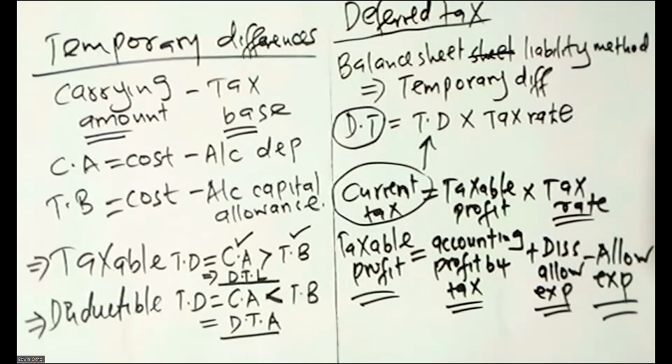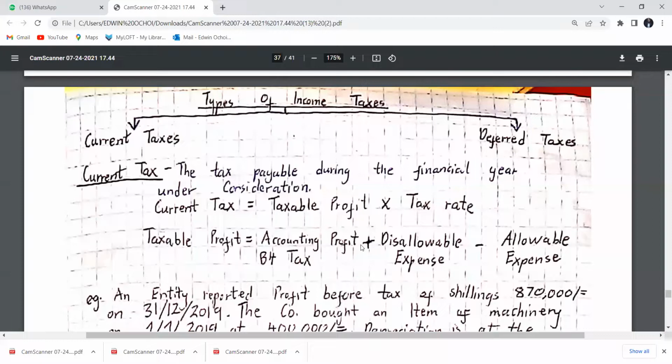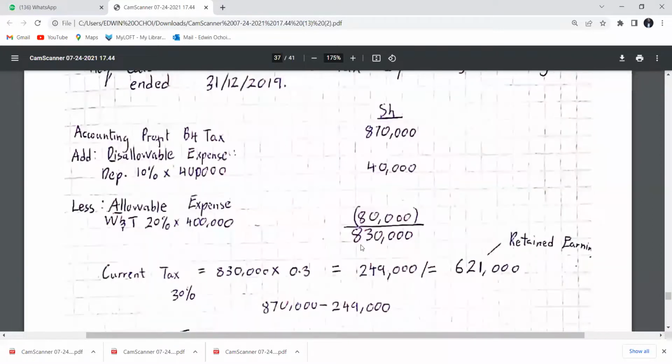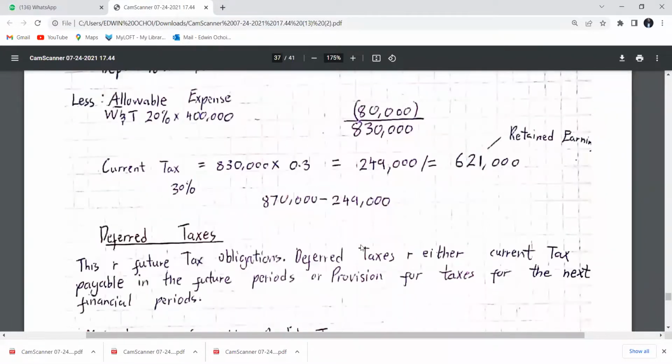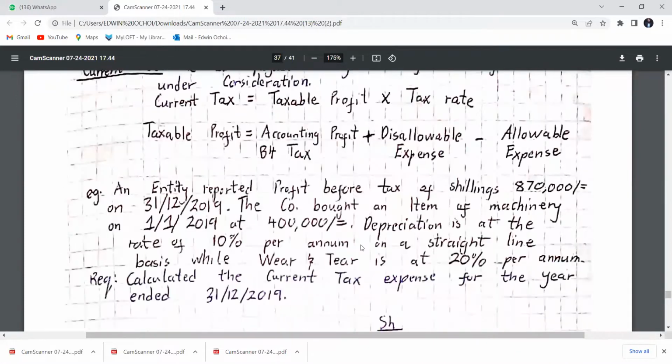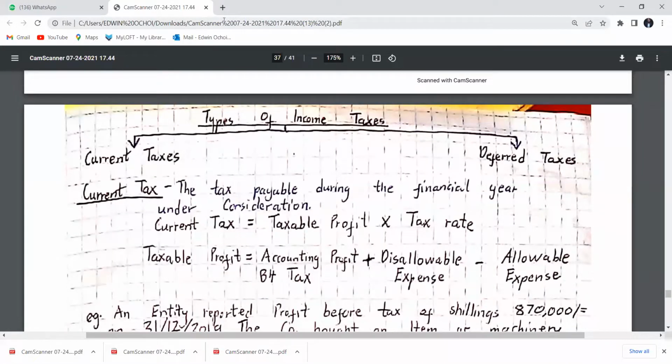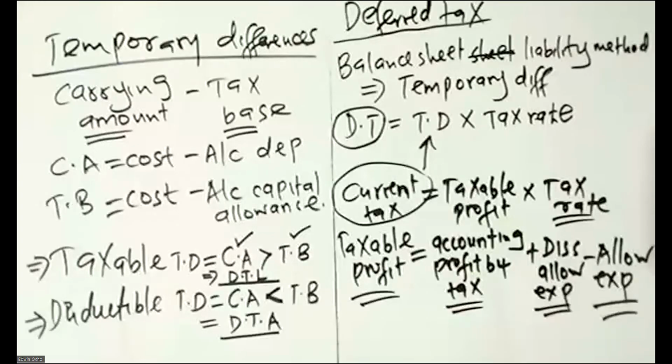So from there, it is just to go to an illustration directly. I don't want to do a small illustration here; I want to go to the past paper illustration where we address this issue of current tax. Then I talk about deferred tax a bit, and we do another illustration for deferred tax. That would be the end of this IAS 12. So let's look at the 2012 past paper.